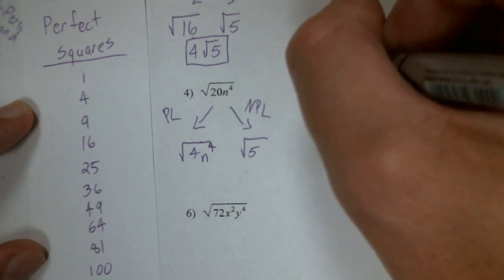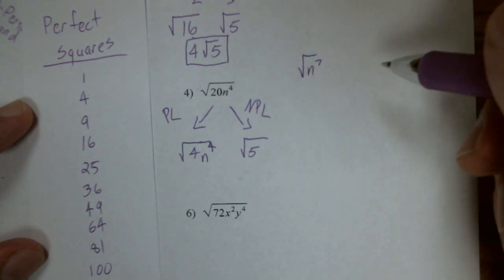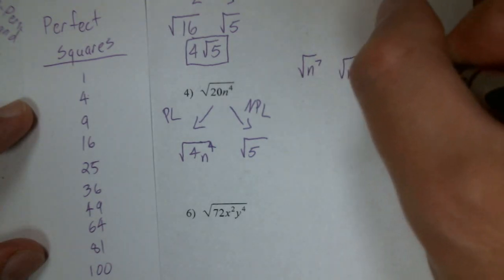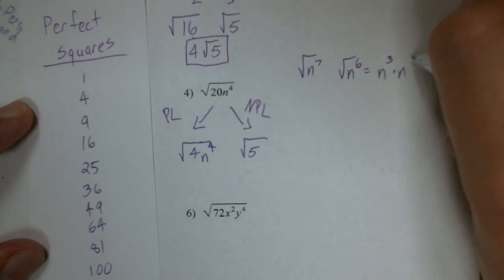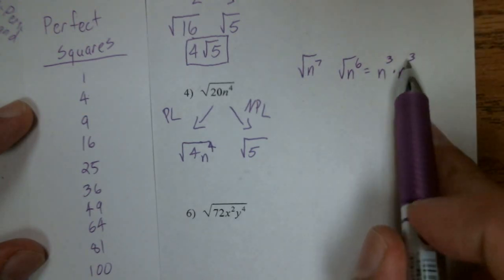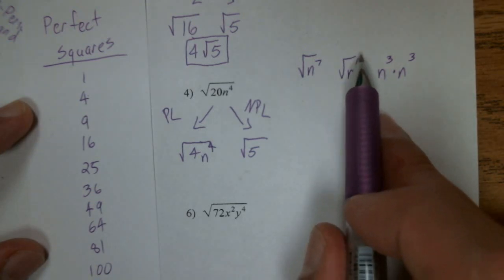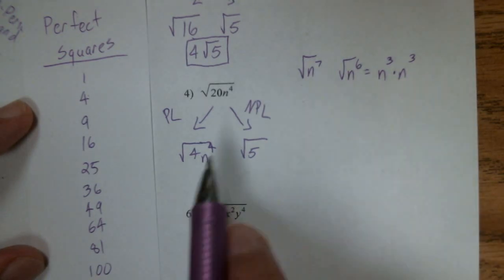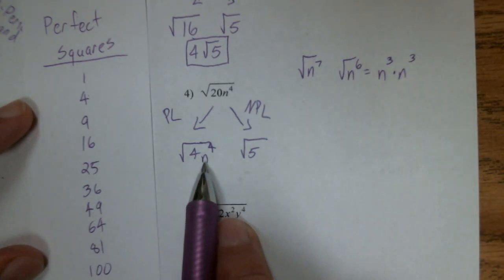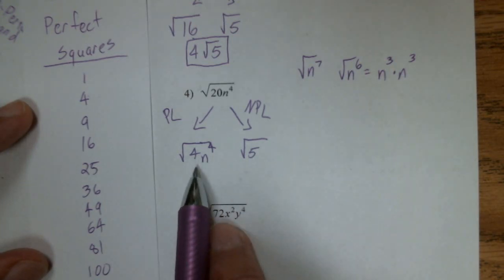If I just have n to the 7th, there's nothing I can multiply by itself that will give me n to the 7th. But if I have the square root of n to the 6th, then I can break that down as n to the third times n to the third, because I just add my exponents together, and that gives me n to the sixth. So anytime the exponent on the variable is even, that is a perfect square. In this case, 4n to the fourth goes in perfect land, and 5 goes in the trash can.